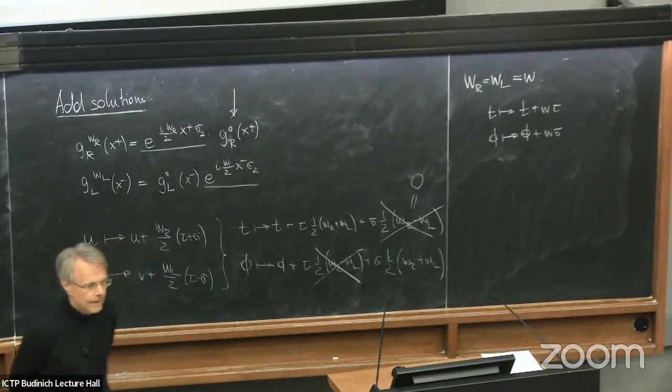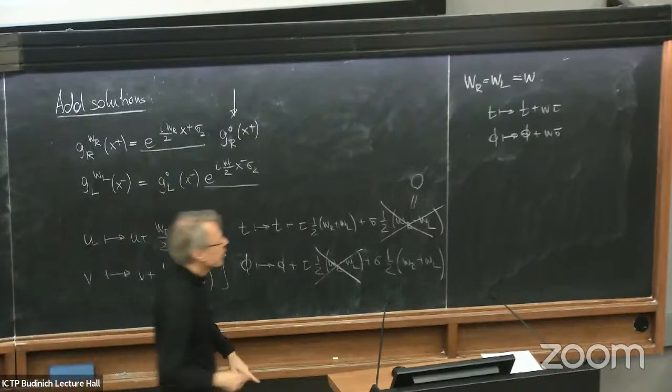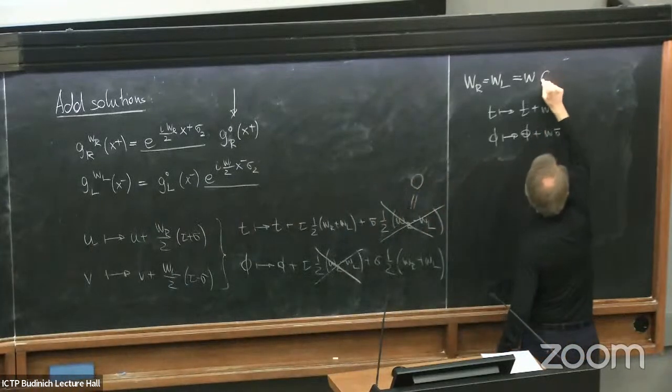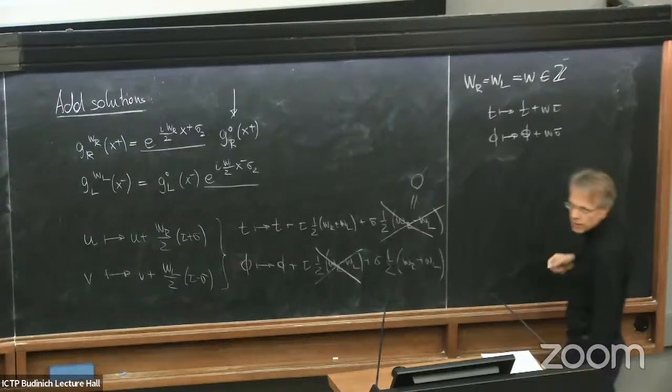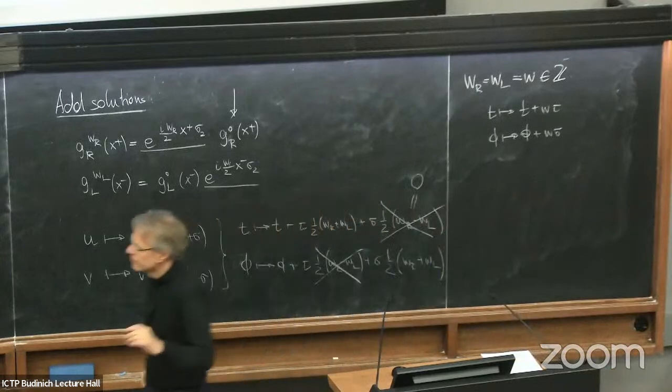Sorry, the winding in phi does have to be an integer, so W is an integer. Oh yeah, sorry, W has to be an integer. Absolutely. Sorry, I forgot to say it. Yes, absolutely, W has to be an integer. Otherwise, I would. Yeah. Thank you.